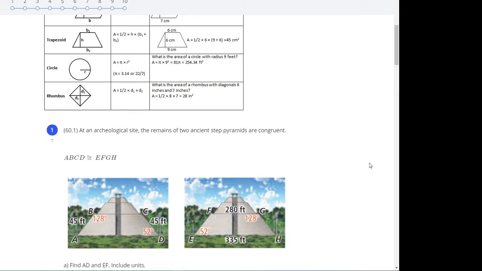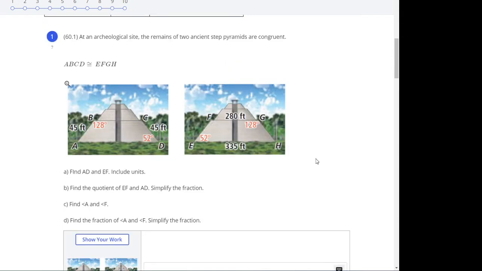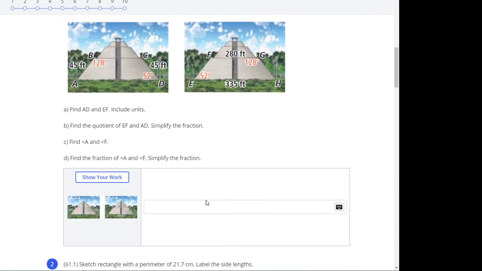We have the first exercise. It is at an archaeological site, the remains of two ancient step pyramids are congruent. It's the same exercise, guys, that we had already, the first one. The new thing here is to find the quotient. When I say find the quotient, I would like to see the fraction.